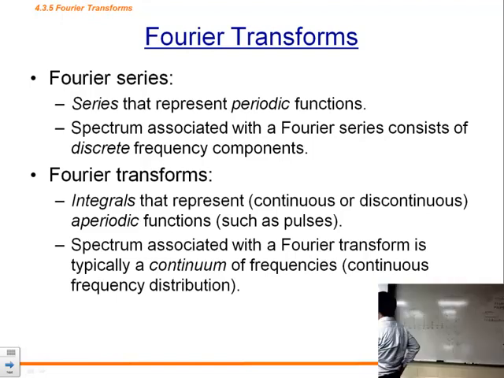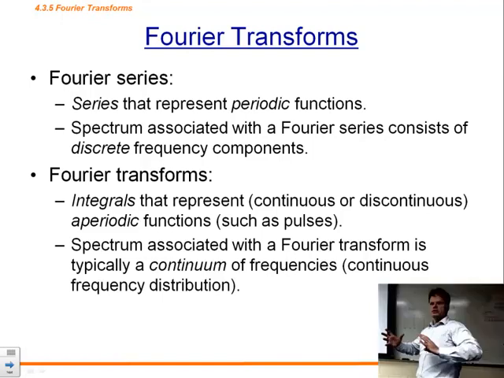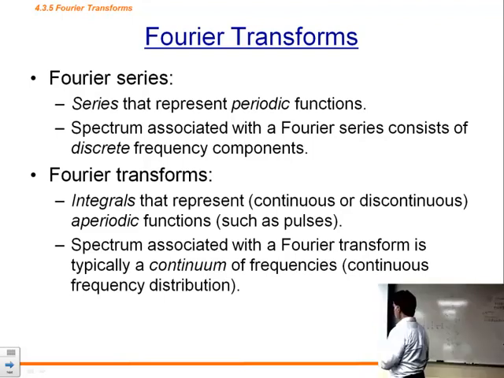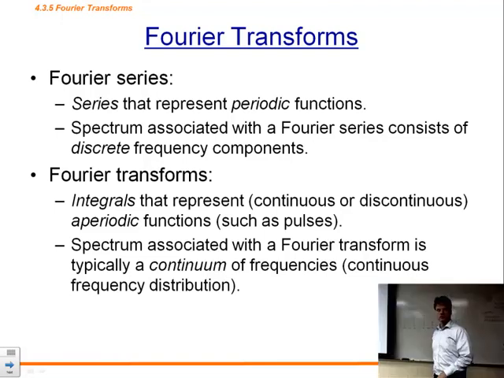So let's compare Fourier series with Fourier transforms. The Fourier series, it's a discrete series. It's an infinite, discrete sum of terms that represent a periodic function. The frequencies are integer multiples of a fundamental frequency. So the spectrum associated with the Fourier series consists of discrete frequency components. So the frequency function is non-zero only at discrete points which are integer multiples of the fundamental.